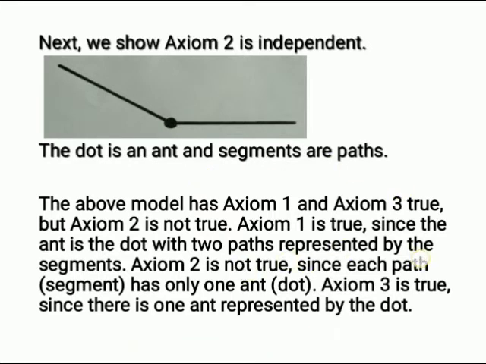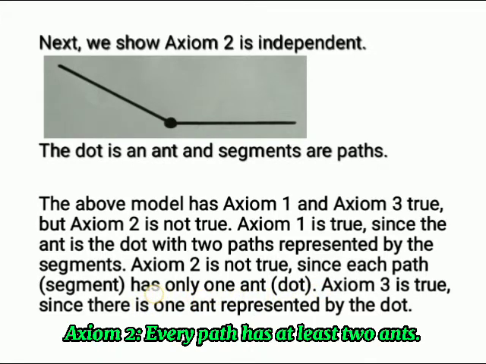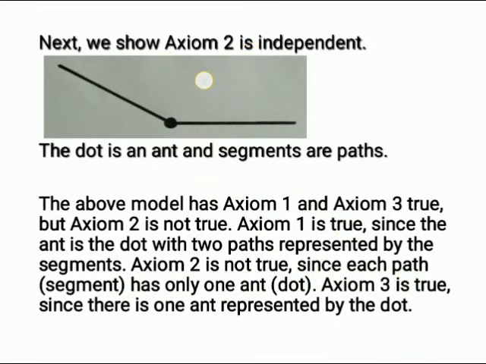Then next, axiom 2 is not true. Hindi totoo or false yung axiom 2. Since each path or segment has only one ant or dot. Kasi 'di ba sa axiom 2 sabi doon na every path has at least two ants. Kaso dito sa model natin, iisa lang yung ant. That's why hindi na-satisfy yung axiom 2. Which makes that axiom 2 is independent.